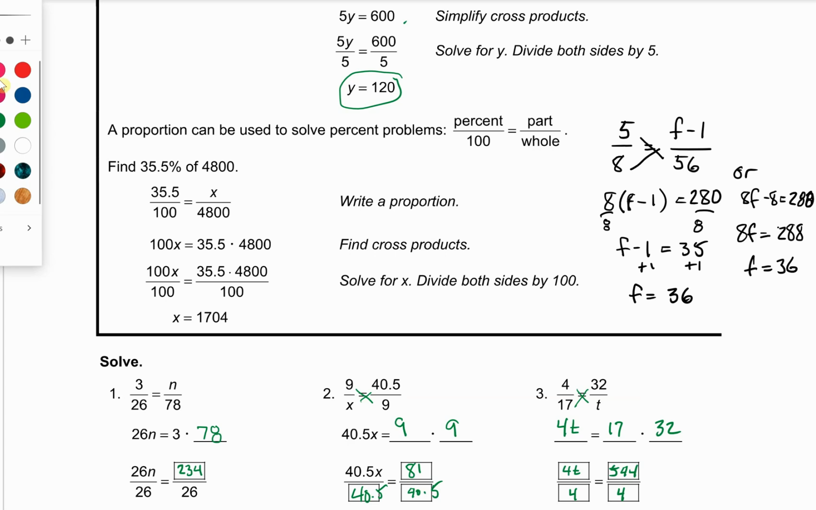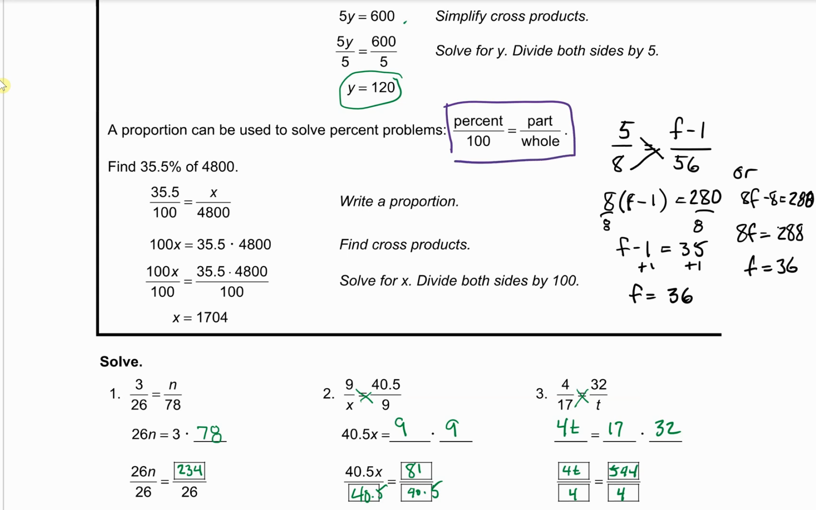Now if you look to the left here, there's a couple of classic proportion problems we're going to work in this section, but right now one of the classics is this guy right here. Percent over 100 equals part over whole. You can think about it this way: percent is part of whole.